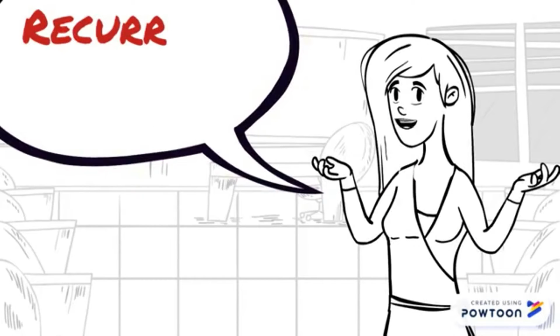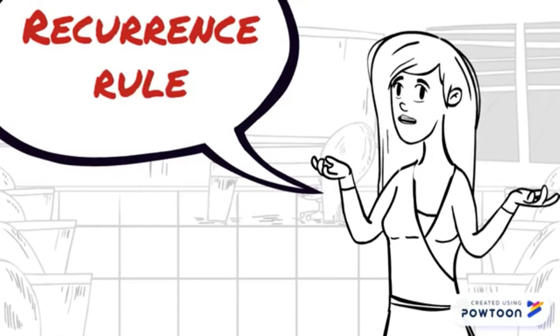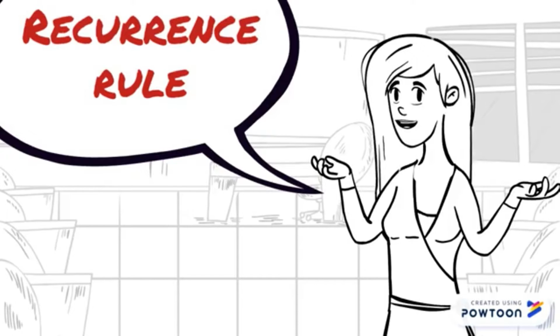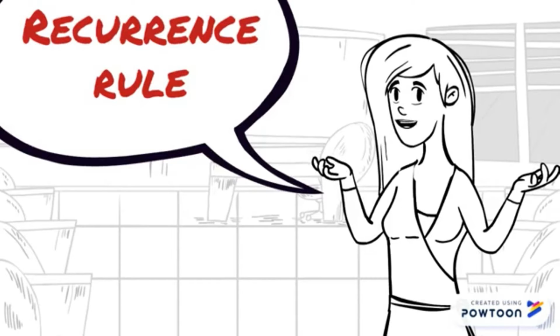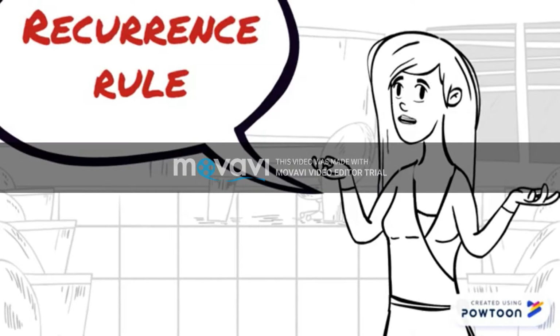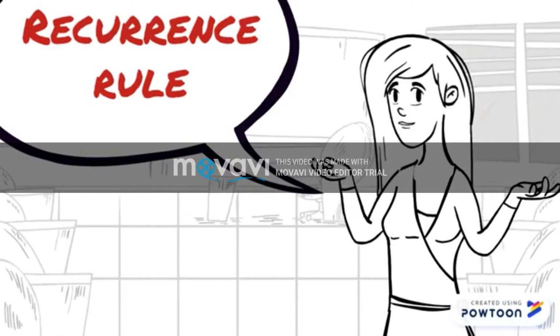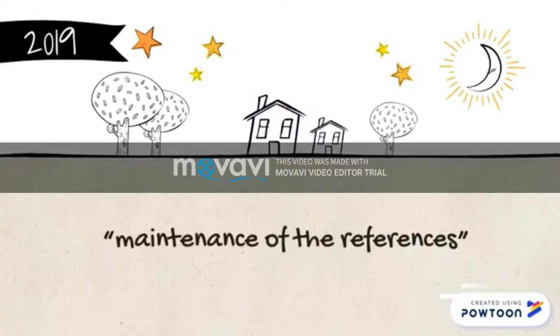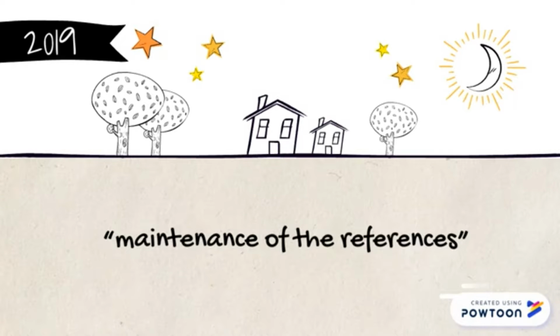The recurrence rule. The recurrence rule is the recurrence and the reappearance of elements during the development of a text. In other words, each new sentence takes an element of the previous one. This is called maintenance of the reference. There exist a lot of mechanisms of recurrence in the text. However, we will mention two of them.